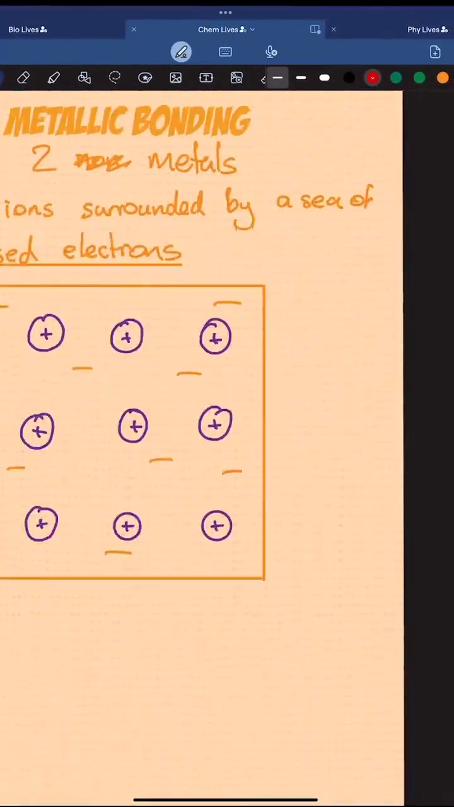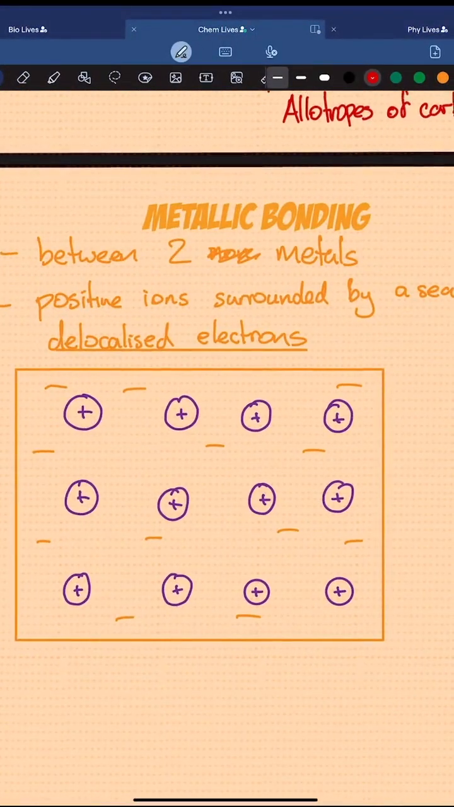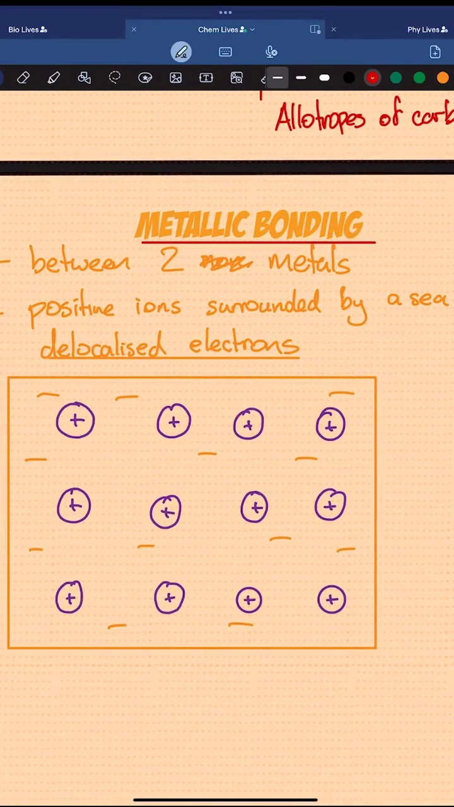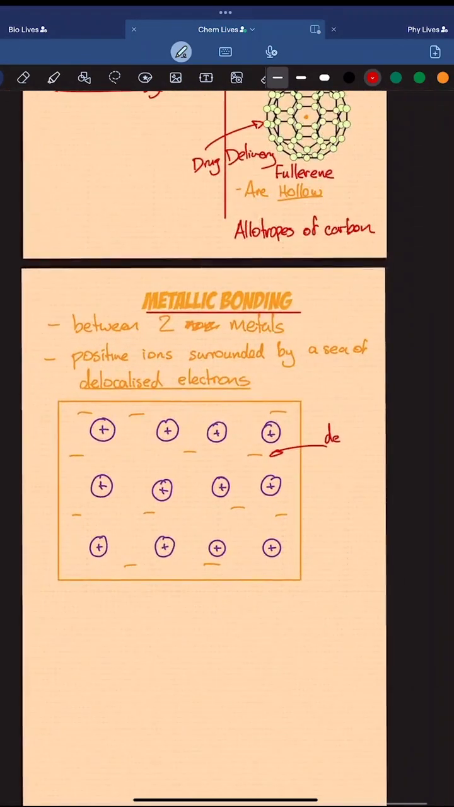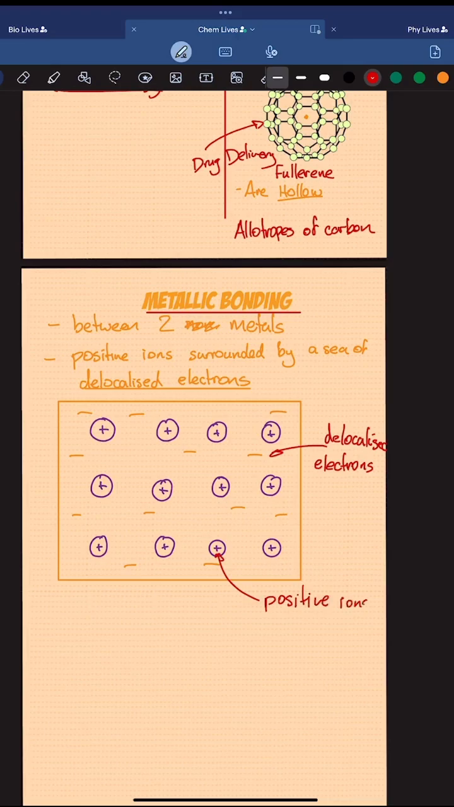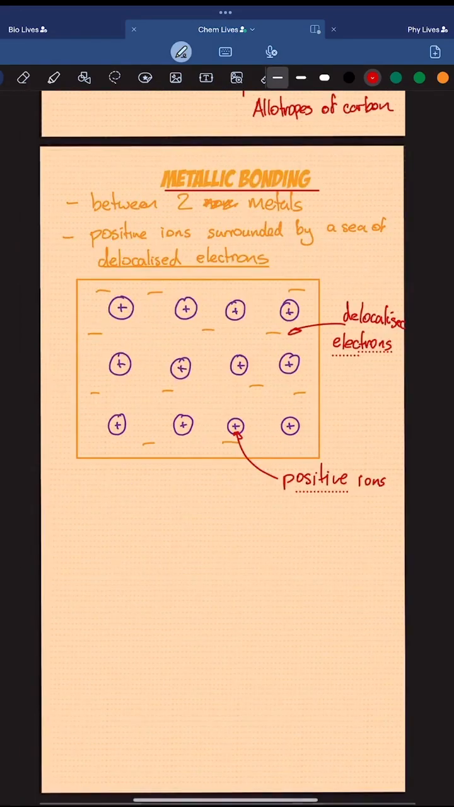Positive ions, sea of delocalized electrons is metallic bonding. See there? These are delocalized electrons. Let me zoom out a bit. And these plus symbols, they're positive ions. And between both of these, you have electrostatic attraction. So between the positive ions and the electrons, you have electrostatic attraction. And that's what holds the whole metal together.